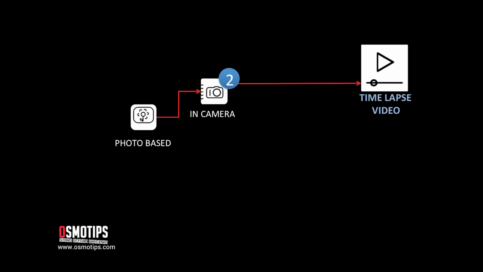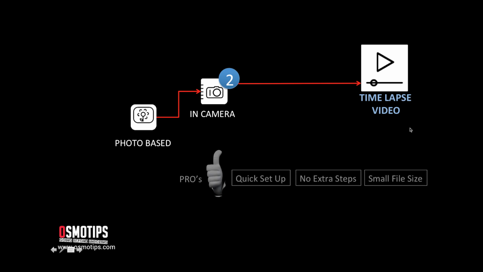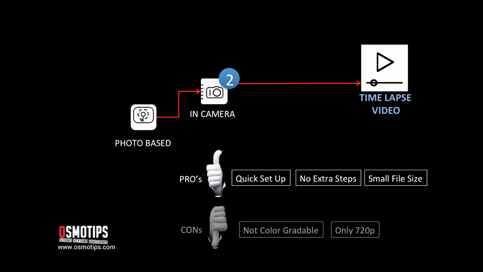Next one, the photo-based in-camera processing to get your time-lapse video. With this one, the pros are really, it's a very quick setup. You don't do much. There's no extra steps involved. And you get a reasonably small file size that's easy to upload to your website, to YouTube, whatever it is. The cons, however, is it's not color gradable. What you see is what you get, or what you get is fixed kind of thing.